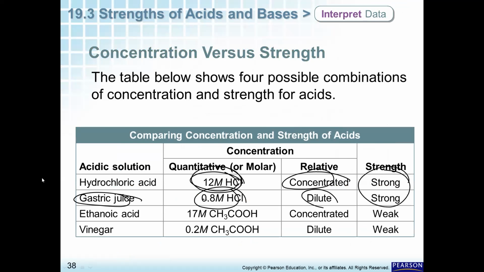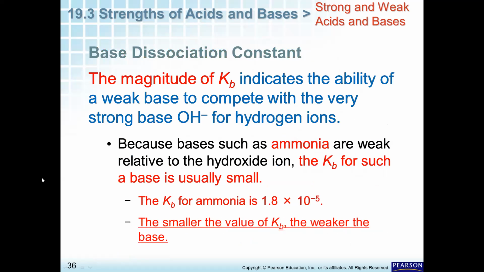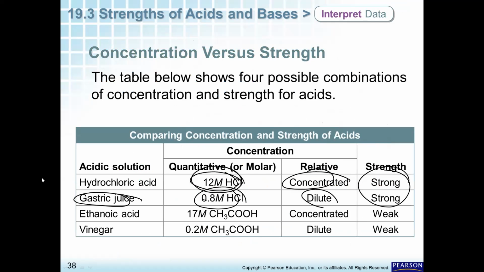So being strong has nothing to do with the concentration. That's what we're trying to say. Being strong has to do with the Ka value or the degree of ionization. That's why ethanoic acid, or vinegar, which is the same as acetic acid, is what it is.